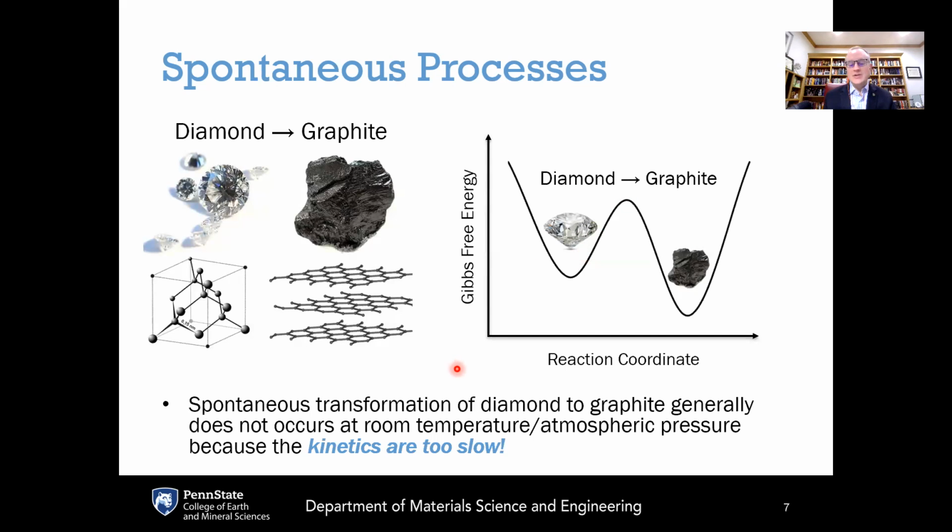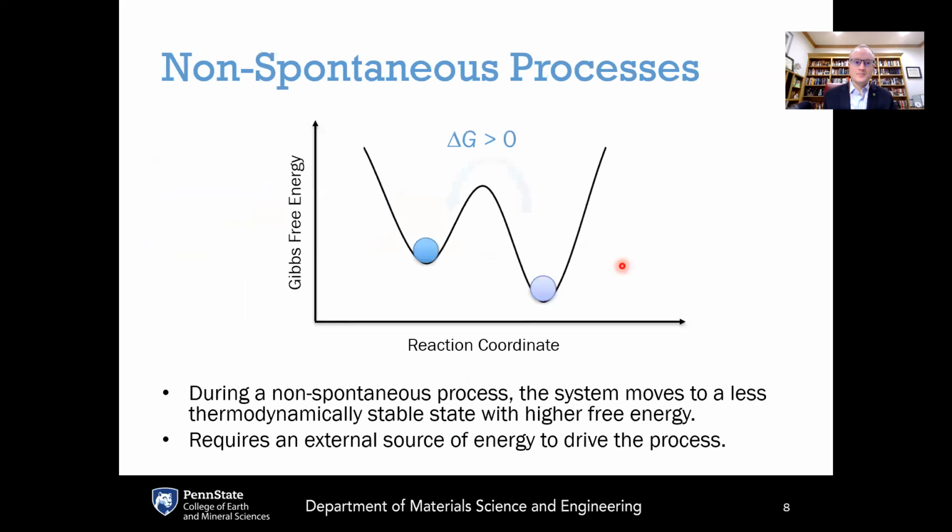So spontaneous transformation of diamond to graphite generally does not occur at room temperature and atmospheric pressure because the kinetics are too slow for us to observe this process. Although graphite is more thermodynamically stable, the barrier that has to be overcome is simply too high to be able to observe this on our human timescale under our normal conditions.